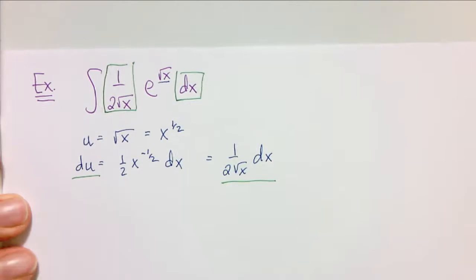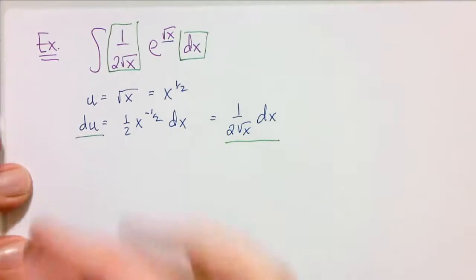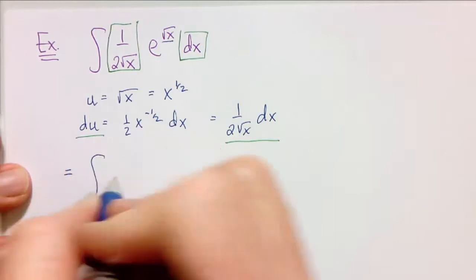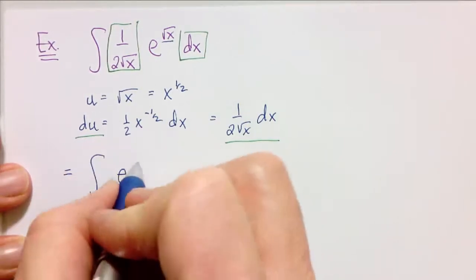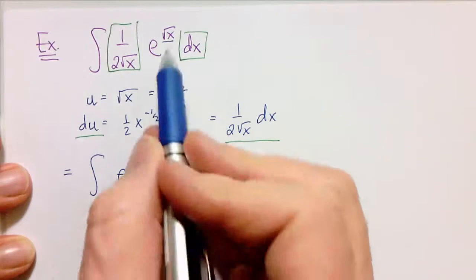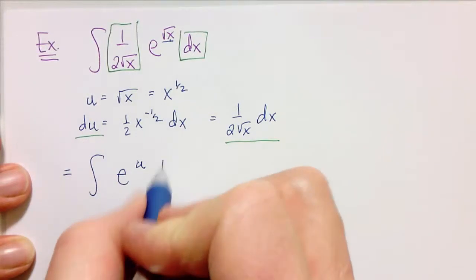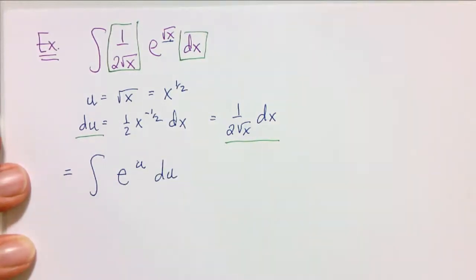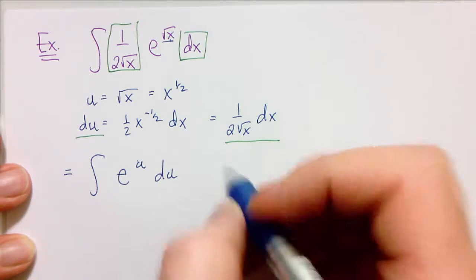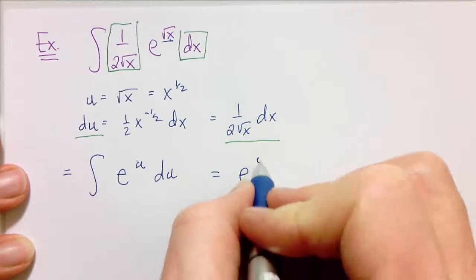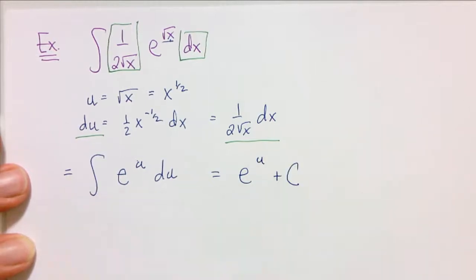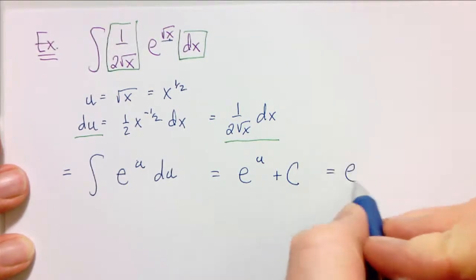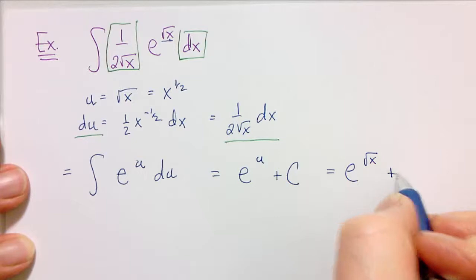So I can rewrite my integral as equal to e to the u, where u is square root x, times du. Now this just says find the antiderivative of e to the u, and I know how to do that. It's e to the u plus c. And now at the end, I need to convert my answer back to all x's, so I get e to the square root x plus c.